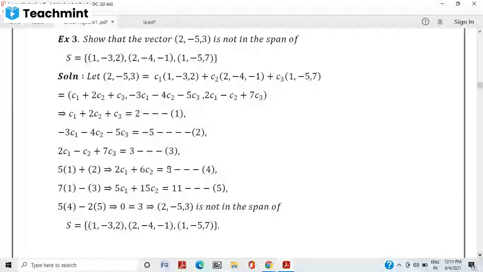But here what have we done? We have multiplied with 5. Then 25 minus 22 is 3. On the left hand side we are getting 0, but on the right hand side we are getting 3. That means we got 0 equal to 3. Whether 0 equal to 3 can be correct, we won't get that. It is like this, the equation won't exist. That means it doesn't have any unique values for C1, C2, C3. So the vector (2, minus 5, 3) is not in the span of the vectors S.